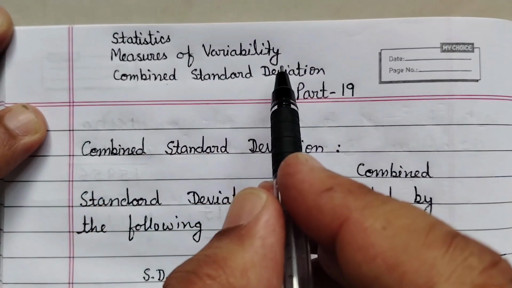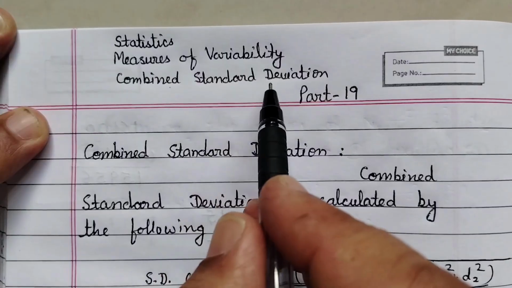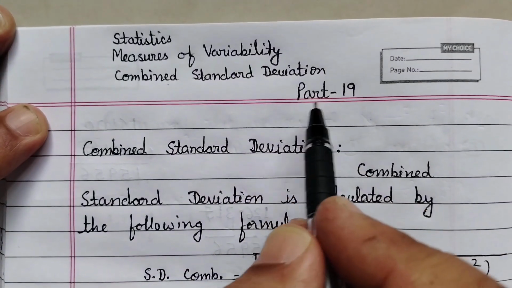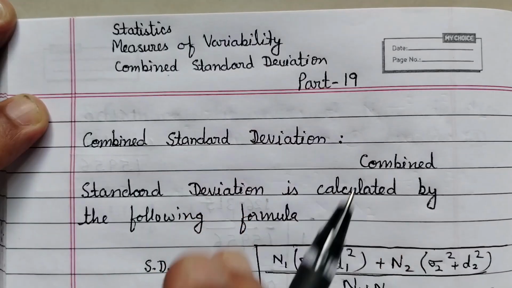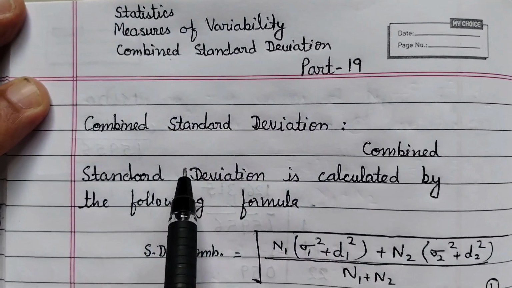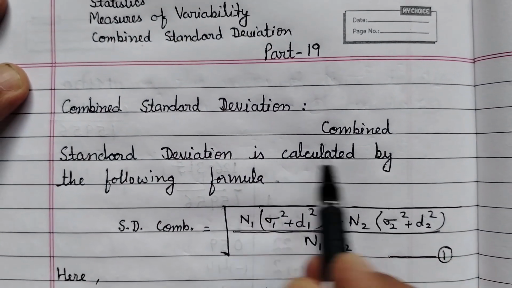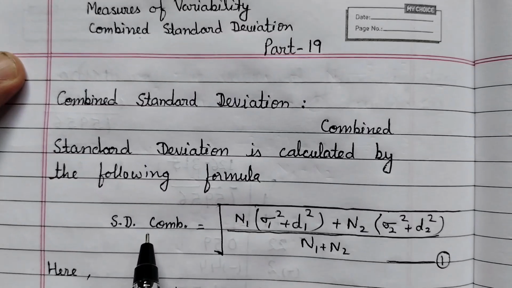Statistics, measures of variability, combined standard deviation. Part 19. In part 19 I have covered combined standard deviation. Combined standard deviation is calculated by the following formula.